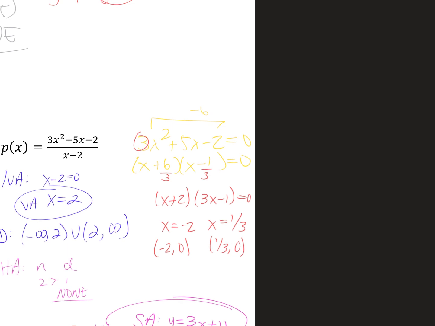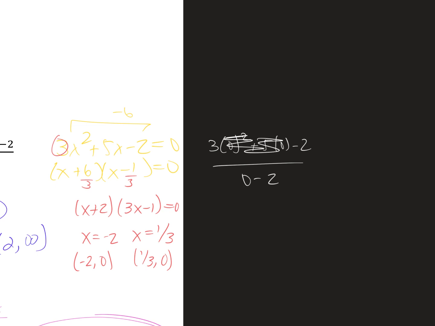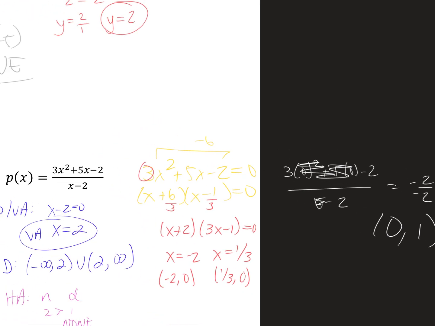Y-intercept, I'm going to plug in 0 for every x I see. So 0 squared plus 5 times 0 minus 2 over 0 minus 2. So this goes away. I have negative 2 over negative 2 equals positive 1. So when I plugged in 0 for x, I got out positive 1. Make sure of your signs.